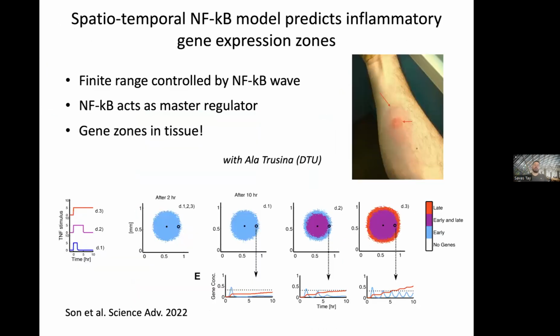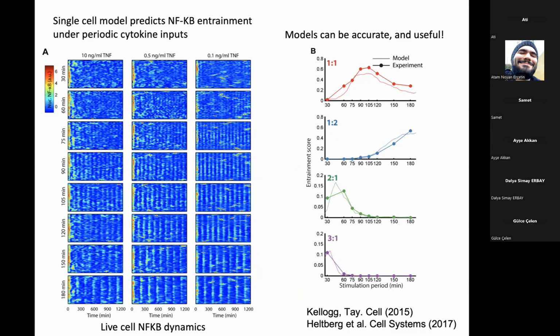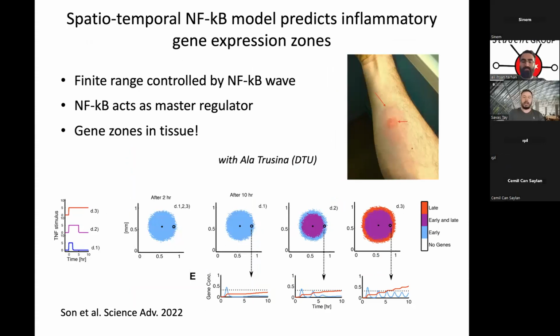So the previous slide shows you only time-dependent events. A cell is activated by a cytokine, transcription factors start localizing in the nucleus, gene expression starts, and this happens over time. Of course, in biology, things not only happen in time, but also happen in space.